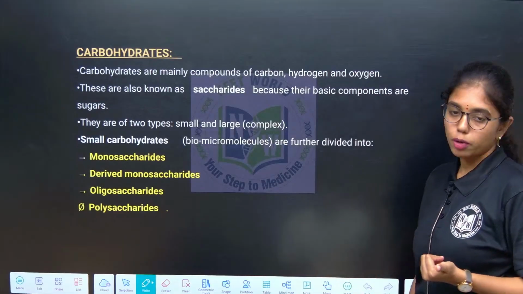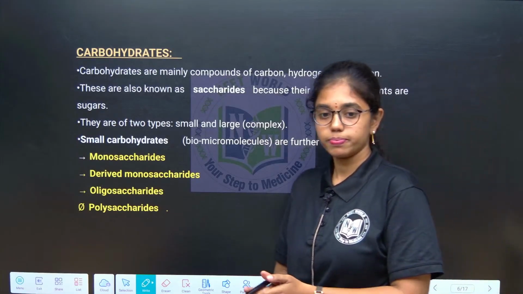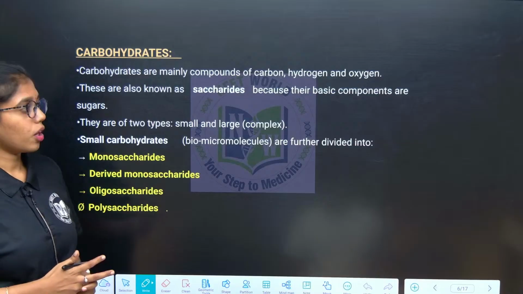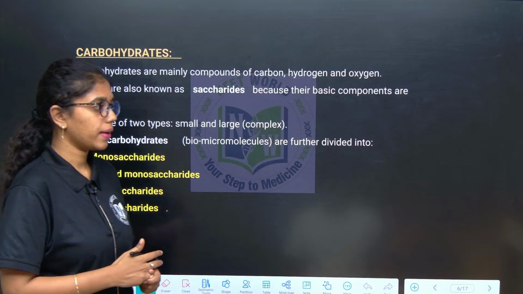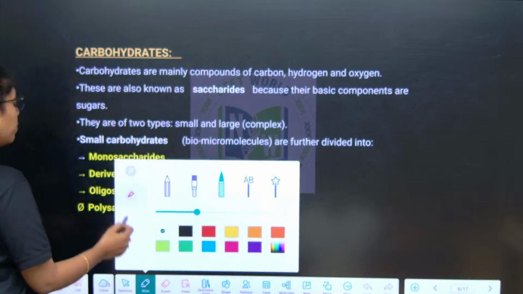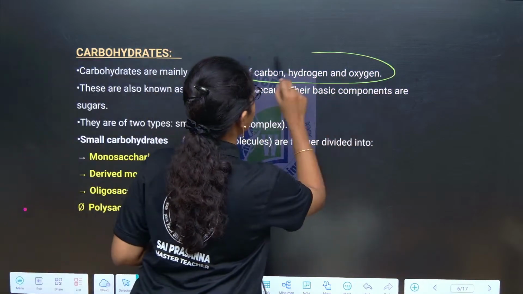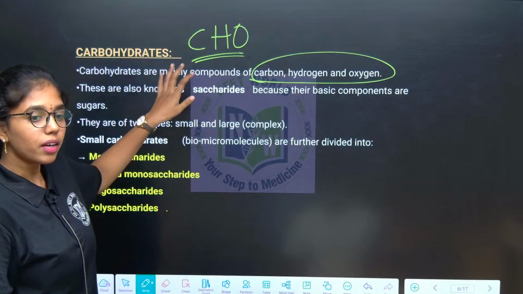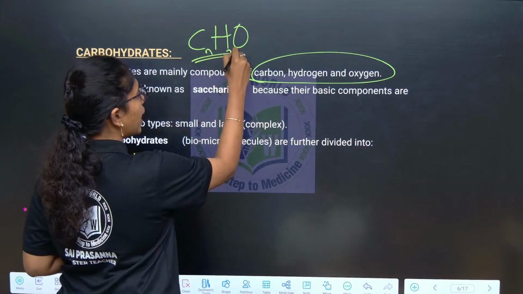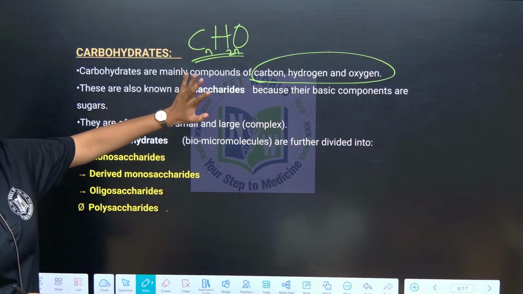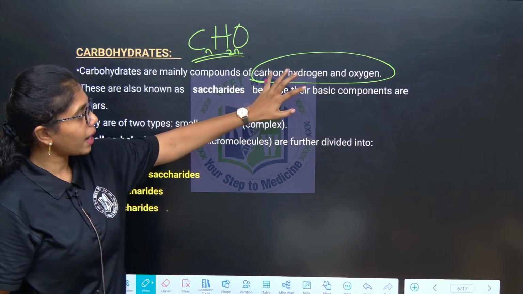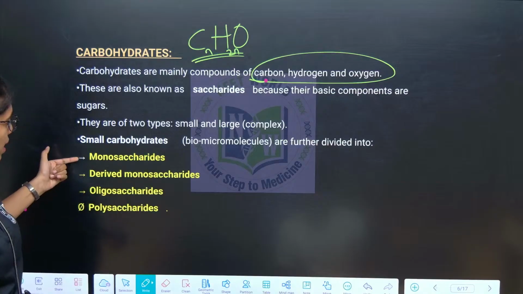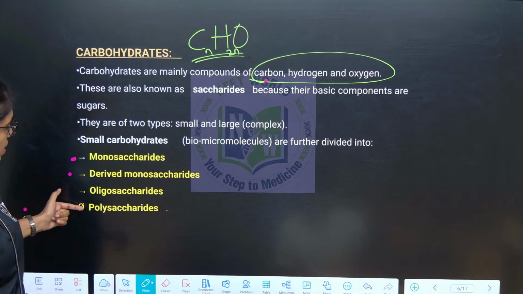Now, coming to carbohydrates. What are carbohydrates according to you? Organic compounds. What are they composed of mostly? Carbon, hydrogen and oxygen, CHO. This is the general formula, Cn(H2O)n. Based on their composition, they are classified into monosaccharides, derived monosaccharides, oligosaccharides and polysaccharides.